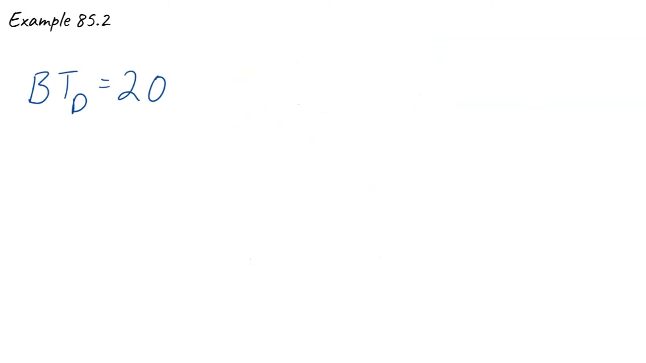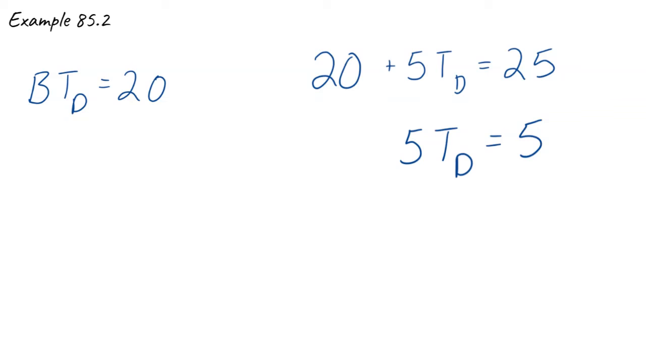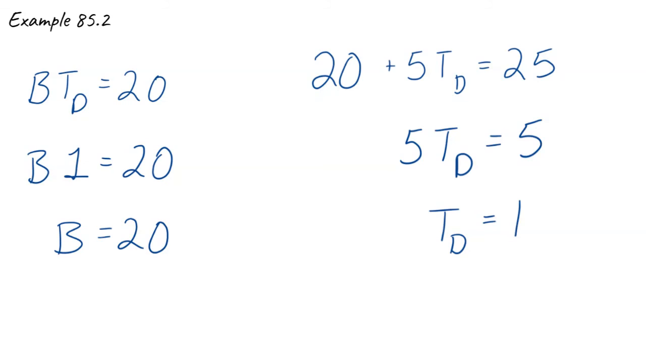Now that we know that BTD is equal to 20, we can substitute that back into the original equation A, and we find that 5TD is equal to 5, so TD is equal to 1. We could take that value and sub it back into our BTD factors and find that B is equal to 20. So now we have both the values of B and TD.